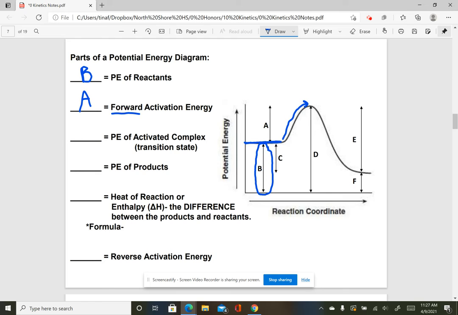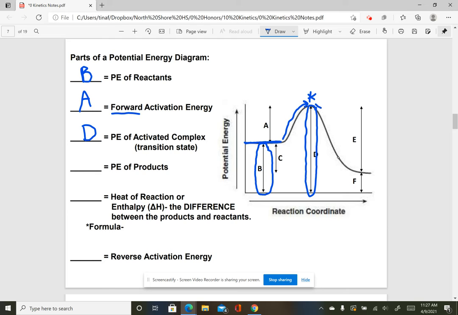Now, I want to talk about D, which is the potential energy of the activated complex, also known as the transition state. So guys, right here is where your effective collisions are occurring. Here is where my reactants have enough energy for them to break their original bonds, and they haven't formed new bonds yet, but they're getting ready to. They're transitioning into products. So they have the most amount of energy at this point, and arrow D is representing how much energy that is. So it's called the activated complex.